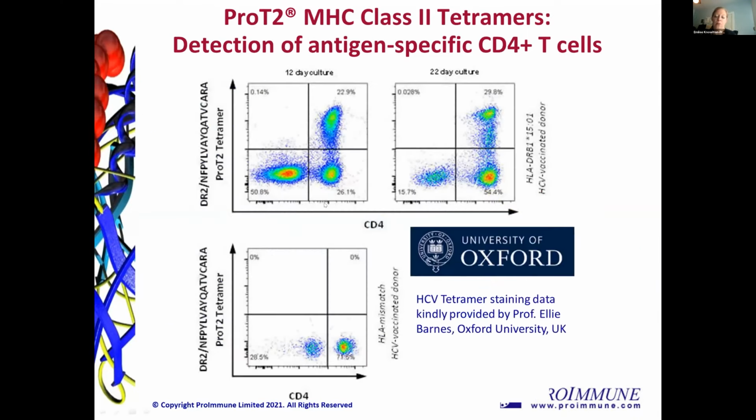So I have just a couple of quick examples of staining here. This is also coming out of Ellie Barnes' group. So we're looking here at these HCV vaccinated donors. The upper panel shows on the y-axis your tetramer. There's both a DR2. This is the same DR2 sequence, and the CD4 is your x-axis. And this is at 12 days culture and at 22 days culture. So you see very nice staining populations at each of those time points. And again, this is quite specific in that you don't see any positive CD4 T cells when an allele mismatch is used.